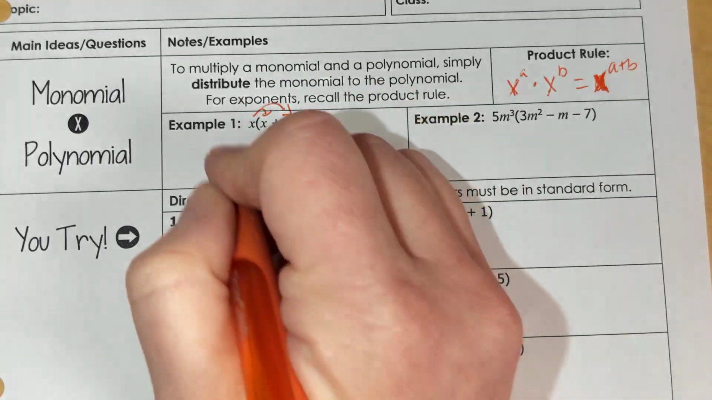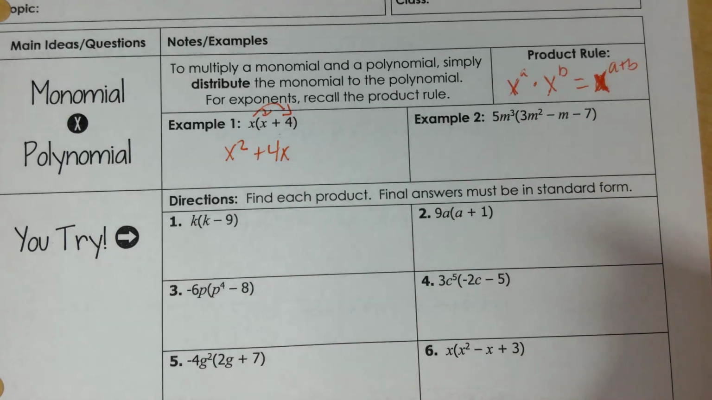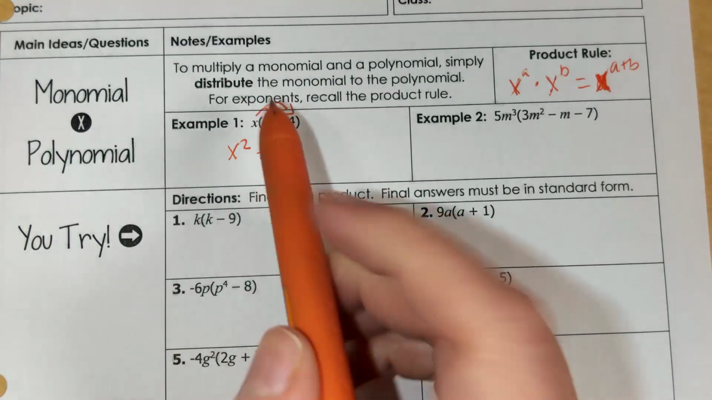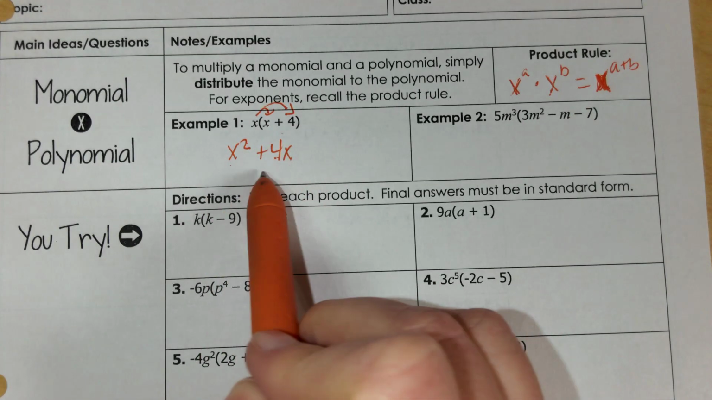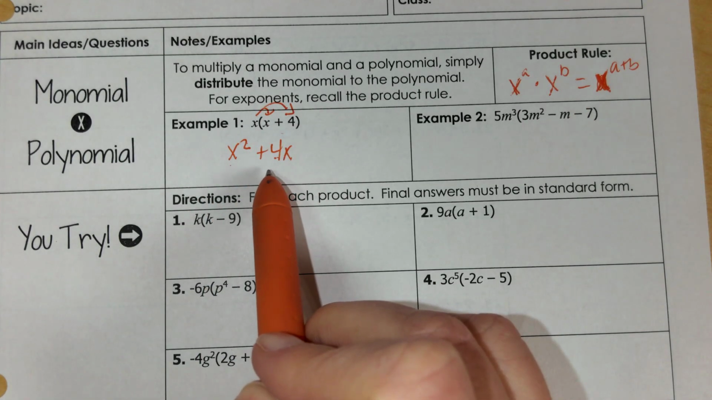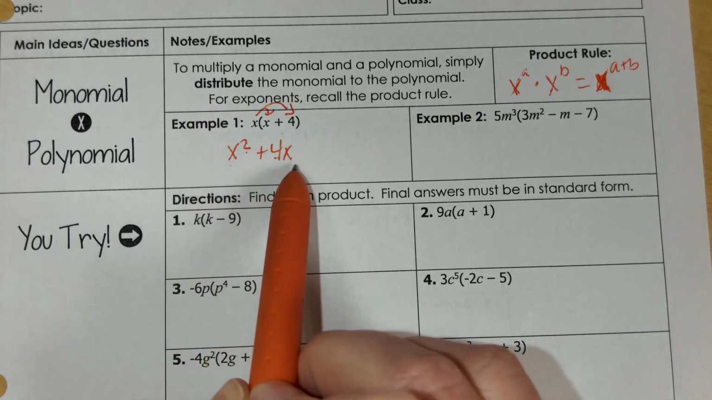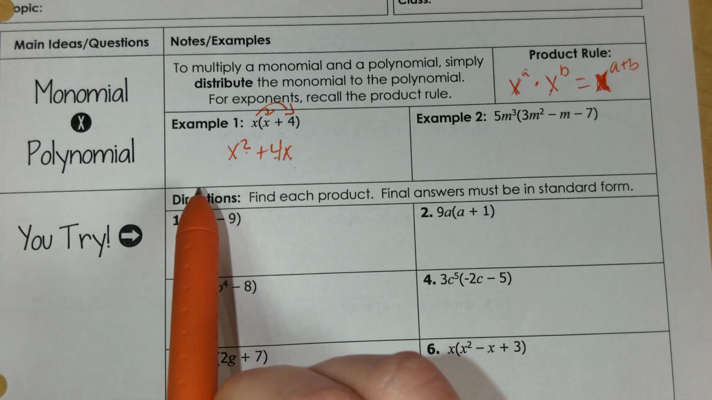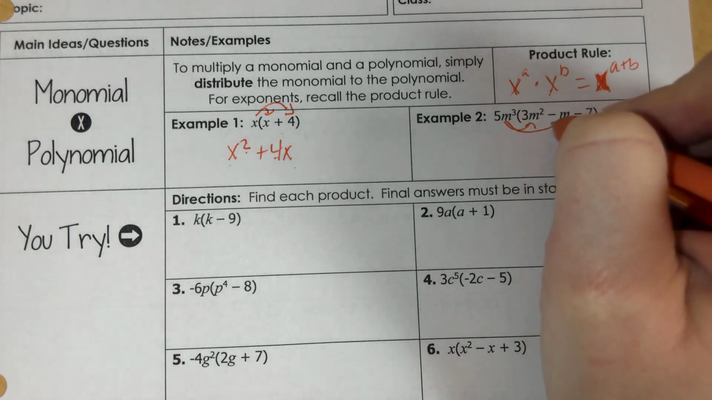So for example, we're going to distribute this x to both terms in this binomial here. So x times x becomes x squared, x times 4 becomes 4x. Then we check to make sure we don't need to simplify any further. But here we have an x squared and a 4x, and they are not like terms, so we can leave our answer just like this. Also make sure that it's in standard form, and in this case we do have highest exponent first, so it is in standard form.